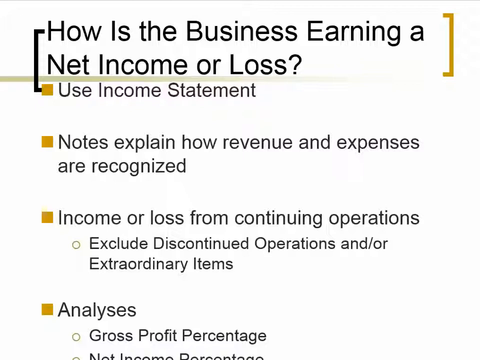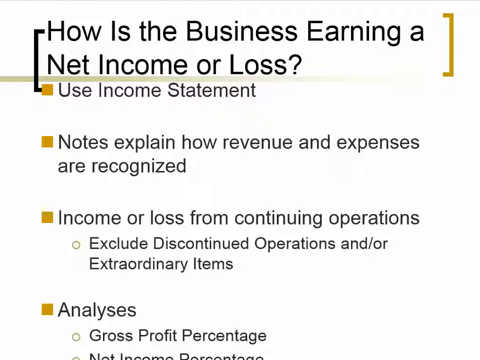Okay, moving on. The income statement tells the analyst if, how, and when a business is earning its net income or loss. Analysts look at the notes that follow the financial statements to understand how the business is recognizing revenue and expenses. Analysts may want to evaluate the business by using only the income or loss from recurring and continuing operations. If that's the case, we're going to ignore the impact of discontinued or extraordinary items on income.